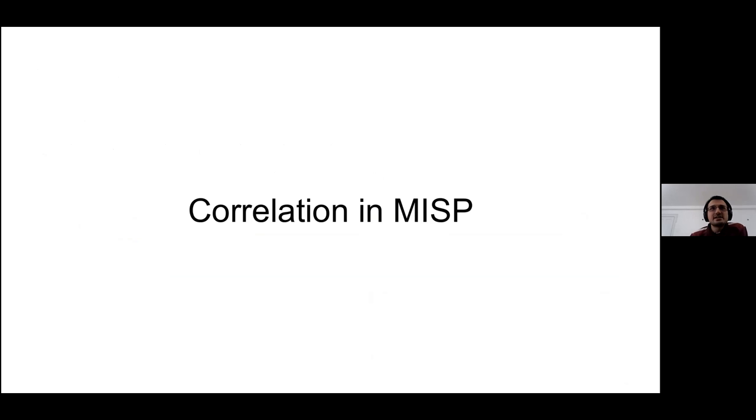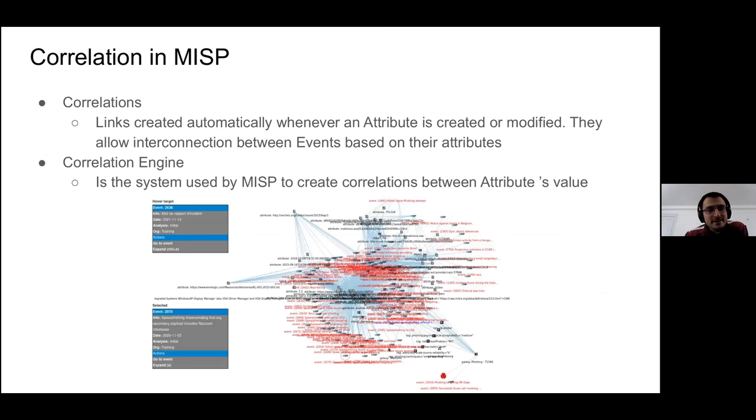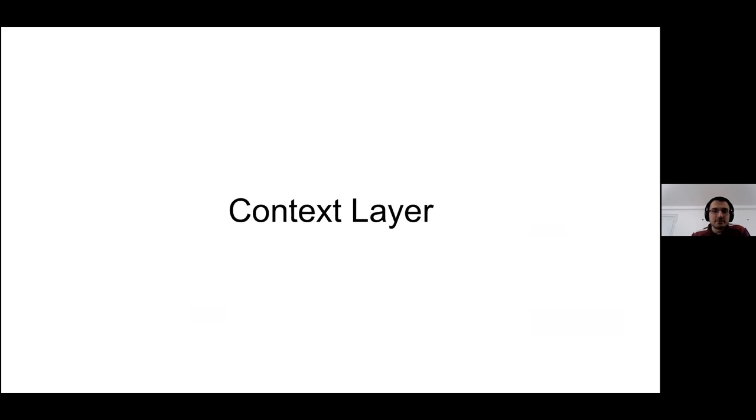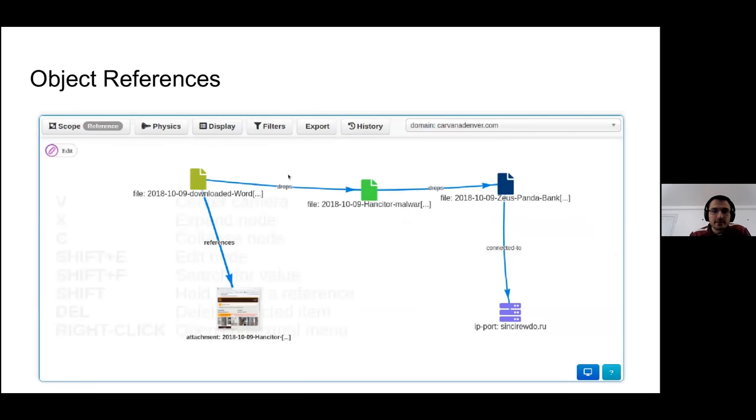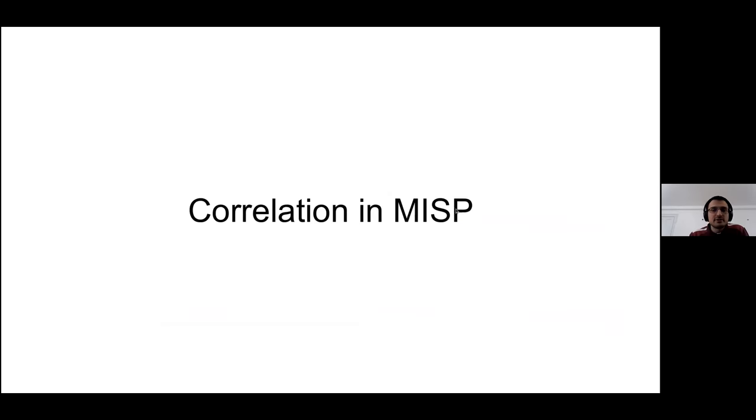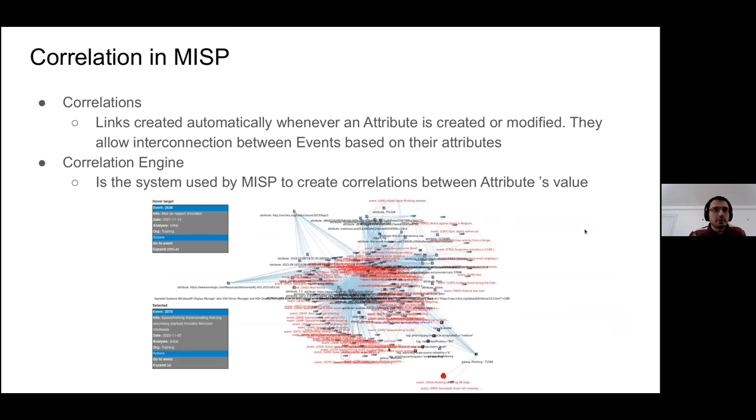All right, and last point that I want to cover is one slide about correlation, well, actually two, is how correlations are created in MISP and how do they work. So correlations are a bit different than relationships. In MISP, when you create a relationship, remember, relationships are created manually, or with a script. So when you want to relate two entities together, you would create a relationship. But the correlations, on the other hand, are created automatically.